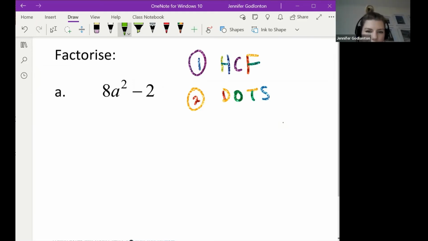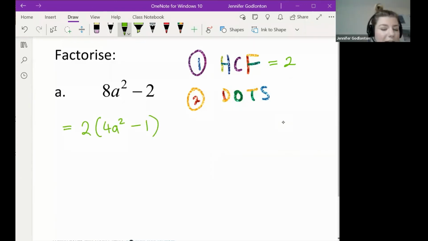Have a look at this. Let me know in the chat, what is our highest common factor here? Yes, Shamika. Yes, Roma. Nice. Our highest common factor here is 2. So now we're going to do what we learned on Tuesday. We're going to take out that highest common factor, and I'm going to be left with 4a squared minus 1. Remember, if you want to, you can always multiply this in. That would be 8a squared, that would be -2. So then you know that you're right. Cool, so we've taken out our highest common factor.